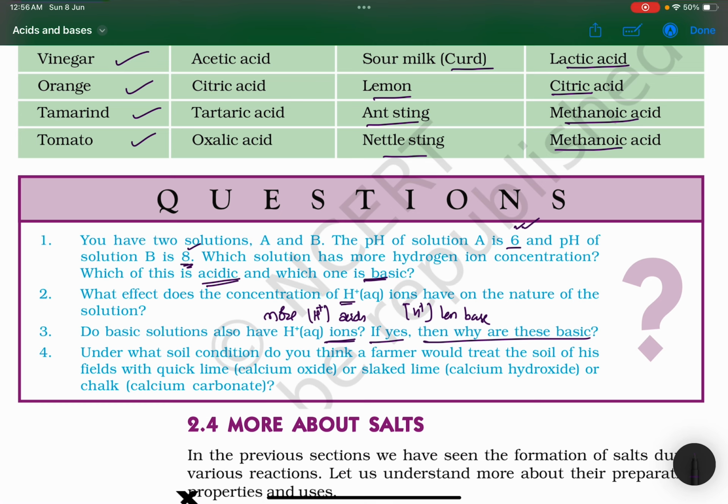Under what soil condition do you think a farmer would treat the soil of his fields with quicklime, slaked lime, or calcium carbonate? You can see calcium carbonate, calcium oxide and calcium hydroxide, all are bases. When he's adding bases, it means his field is already acidic in nature. So if he is having acidic soil, then that can be made neutral by adding bases. This will go in the next class. Thank you.